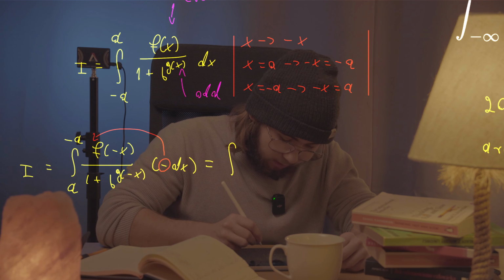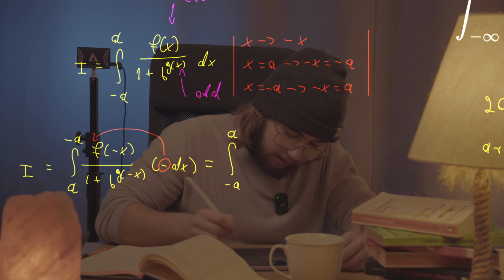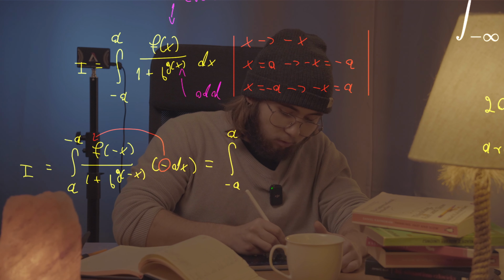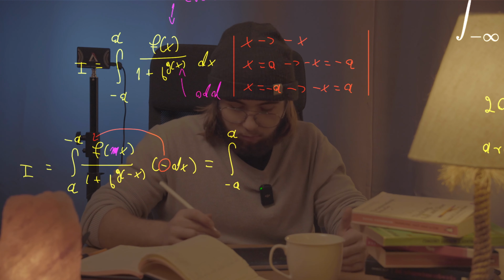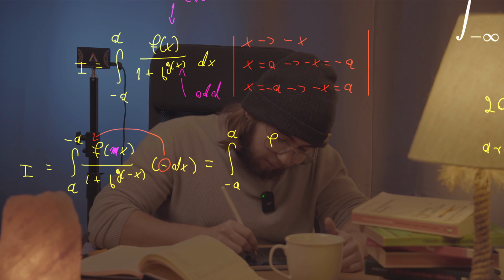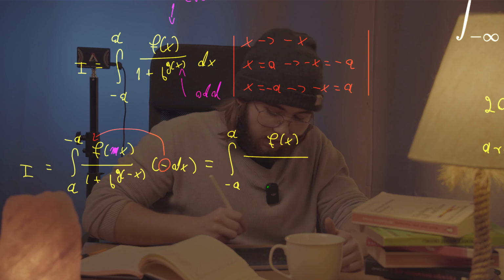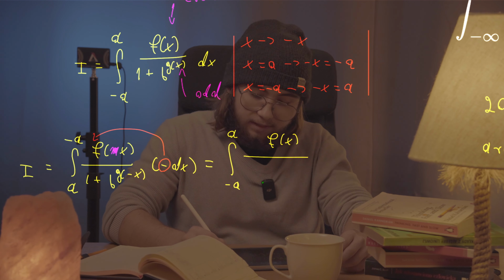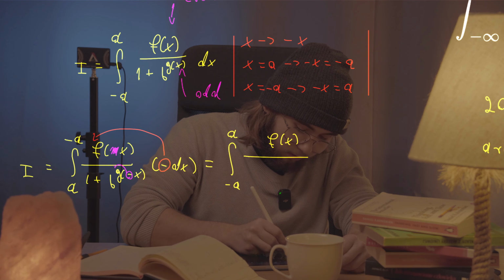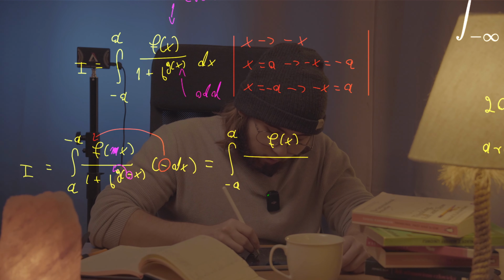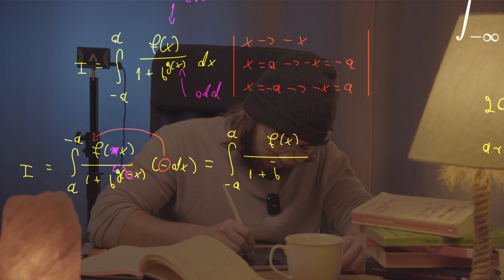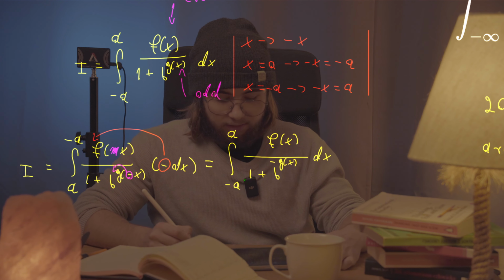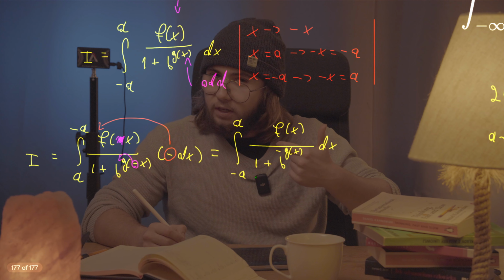We will get the integral from negative a up to a, and now of what? Note that f is an even function, so we can just ignore this negative sign over there and rewrite it as f of x pretty nicely. And now what about the denominator? Well, we know that g is an odd function, so we can just take this negative sign out of g, in front of it, getting 1 plus b to the power of negative g of x, as all positive dx.